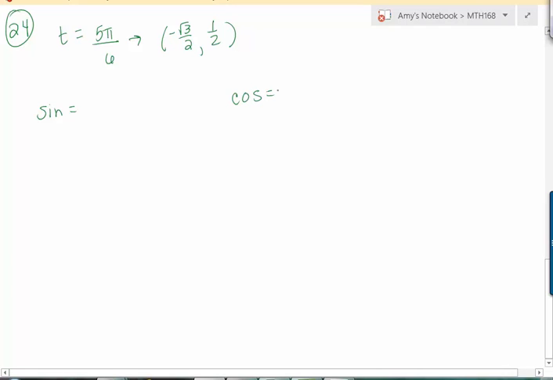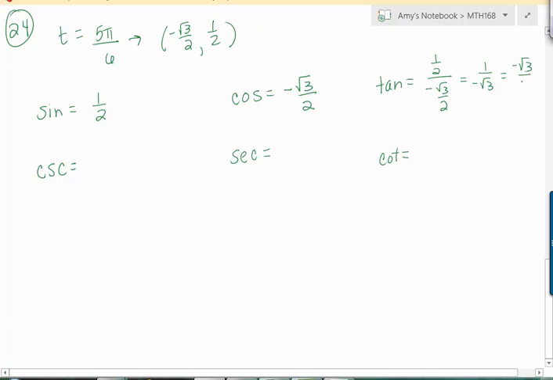You have sine, cosine, tangent. The reciprocal of tangent is cotan. The reciprocal of cosine is secant, and the reciprocal of sine is cosecant. So sine is my y, cosine is my x, and tangent is your sine divided by your cosine, which is going to be 1 over negative square root of 3, and that's going to be negative square root of 3 over 3.